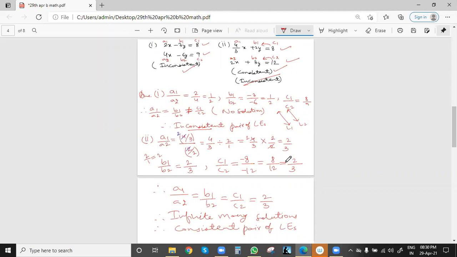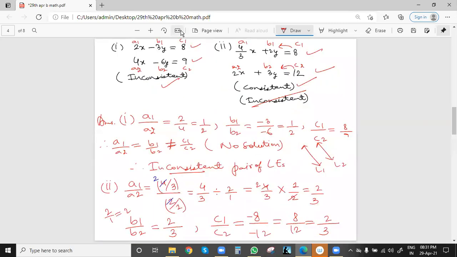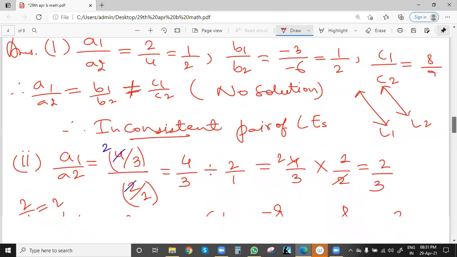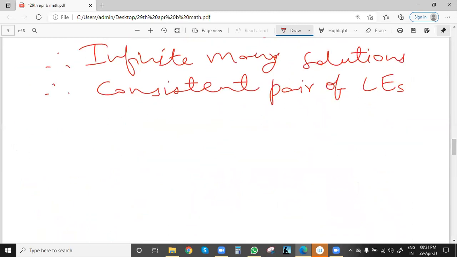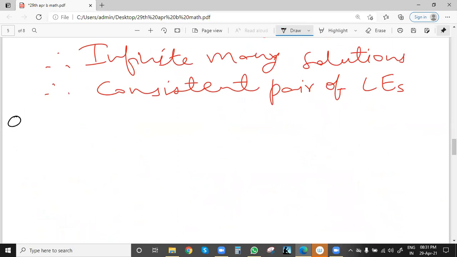Now we take a snapshot, and then you can see the next question. Suppose we have one question, one simple word problem.